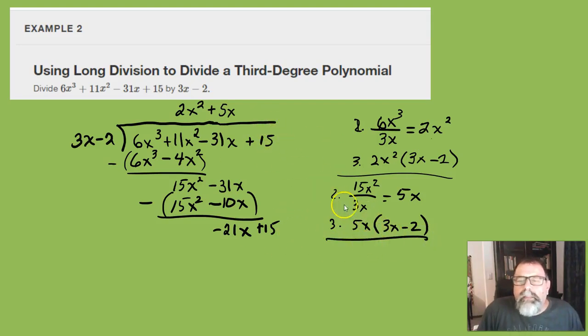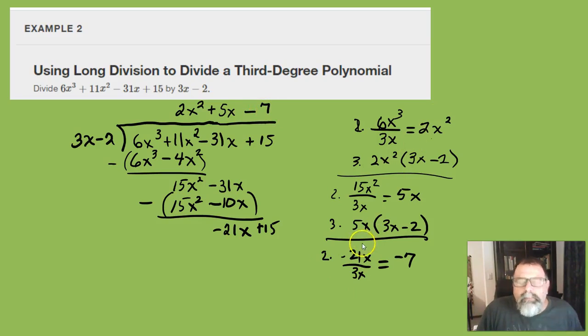We've got to get all the way to the end is the way the book describes it, but again, technically you've got to look at the degree. The degree of the remainder has to be less than the divisor. They're both degree 1, so you've got to do it one more time. Okay, first term inside, negative 21x divided by 3x. So that is negative 7. That goes up here. And then we multiply.